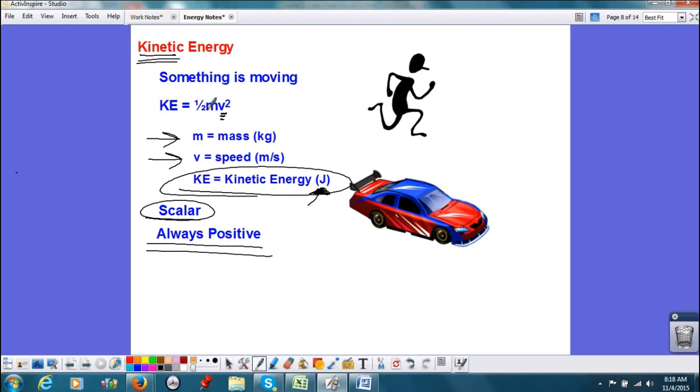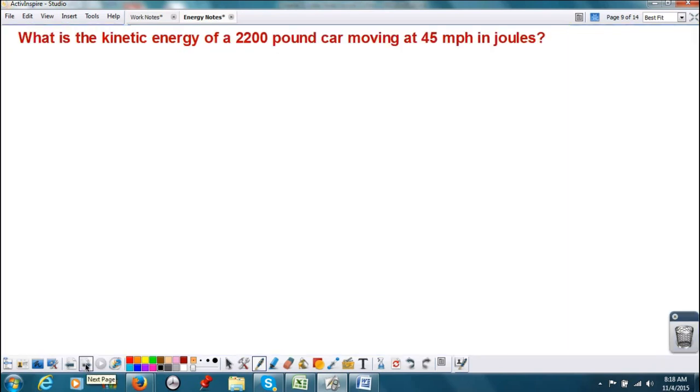All right, let's go ahead and take a look at a problem. This problem says, what is the kinetic energy of a 2,200 pound car moving at 45 miles per hour in joules? So we want to find our answer in joules. So we're going to see how big is a joule. Okay, does this car have like 5 joules of kinetic energy or thousands of joules of kinetic energy? Okay, how big exactly is a joule?